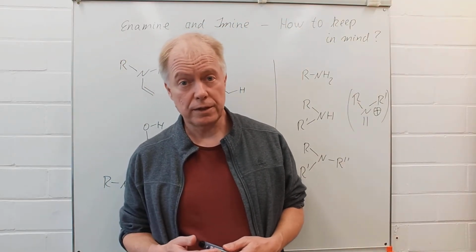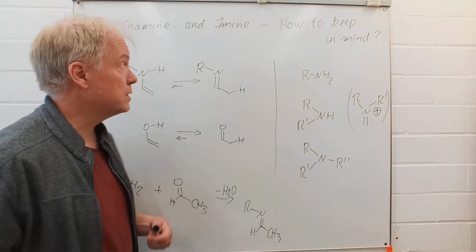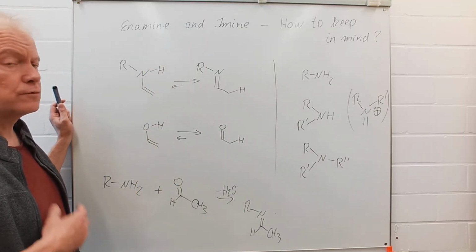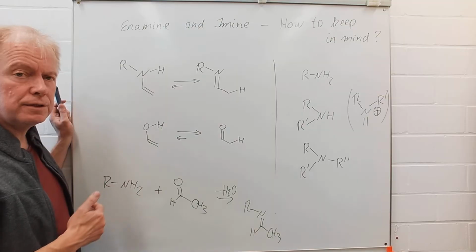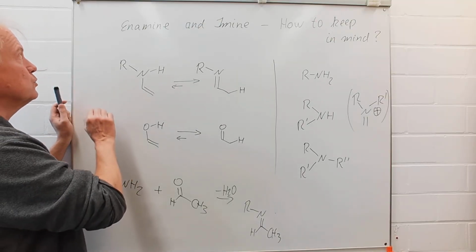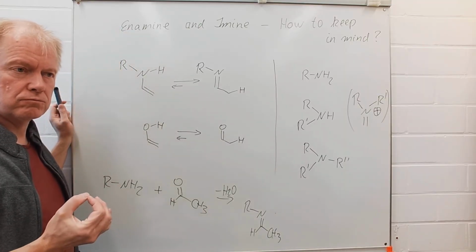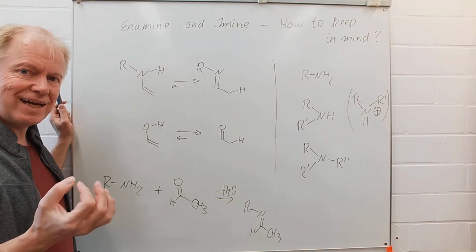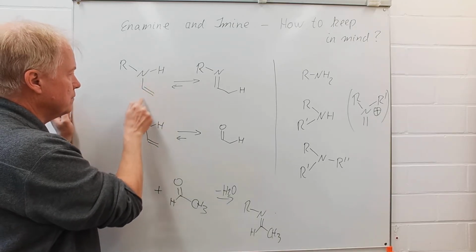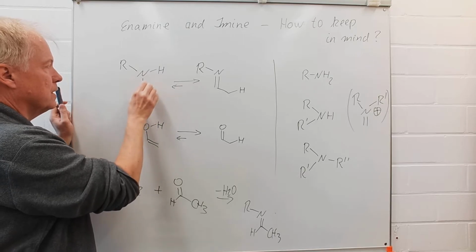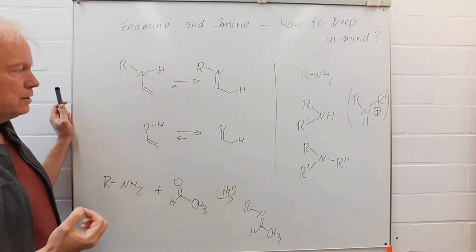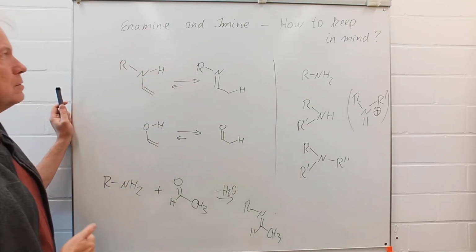The question of today is, how can I keep in mind enamine and imine chemistry? First of all, what is an enamine? Well, this is easy. As you know, an "ene" stands for an olefin, an alkene. Here we have an alkene. And if an alkene substituent is sitting at an amine, then it's an enamine.